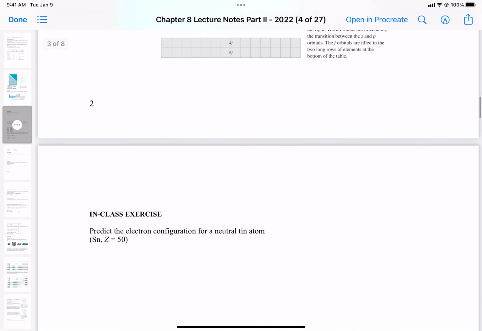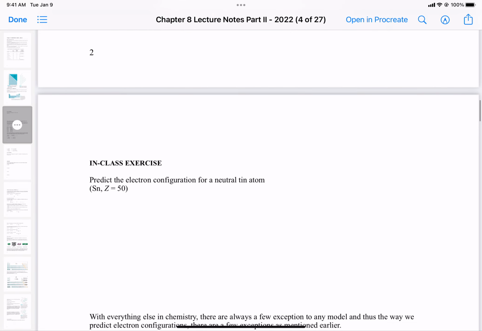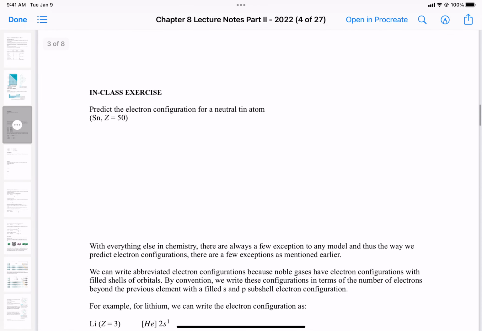All right, so now let's predict the electron configuration for a neutral tin atom. Tin has Z equals 50. So let's get out our periodic table. Tin has the atomic number 50, so let's mark on our periodic table where tin would be.